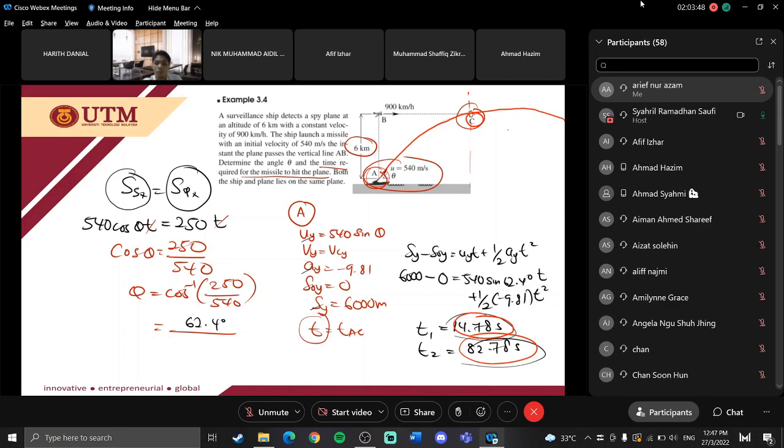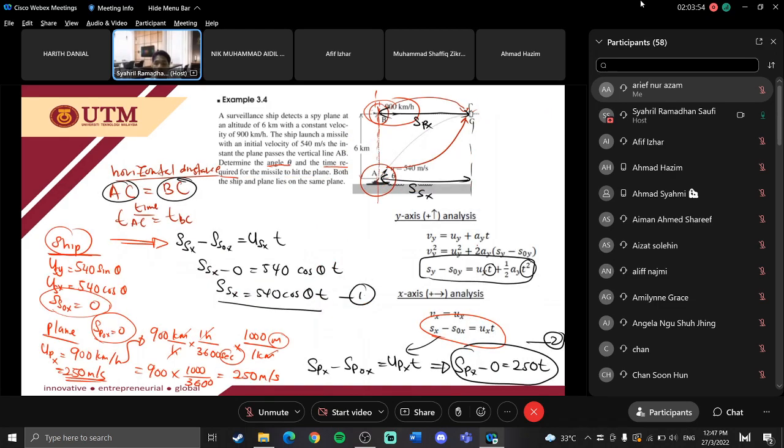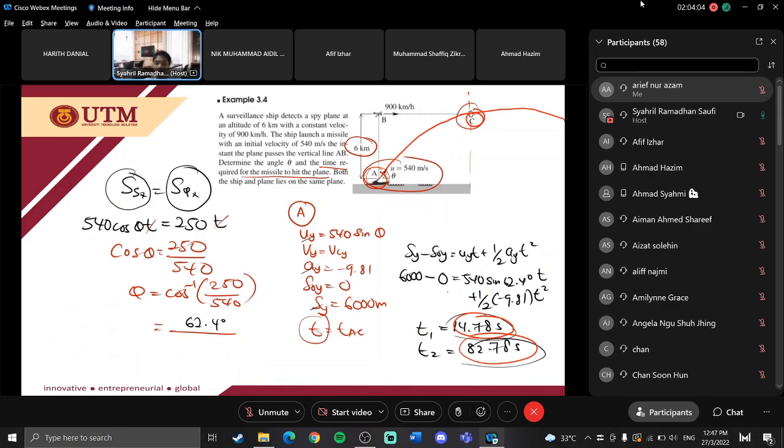For this kind of example, if you have additional information and want to use another equation, make sure you have enough information to use that equation. You will get the same answer.